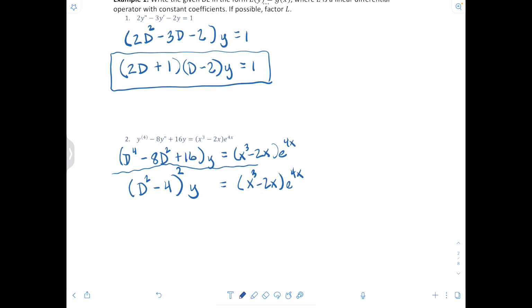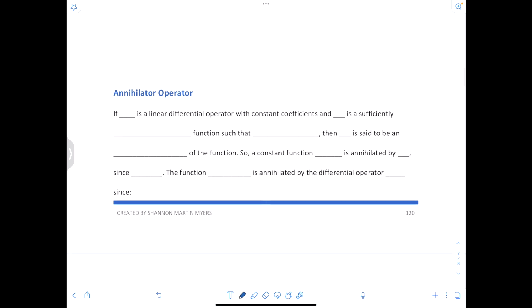So, continuing, we have our next bit, the annihilator operator. If L is a linear differential operator with constant coefficients and F is a sufficiently differentiable function such that L of F of x is equal to 0, then L is said to be an annihilator of the function.